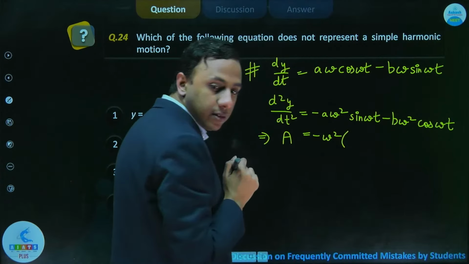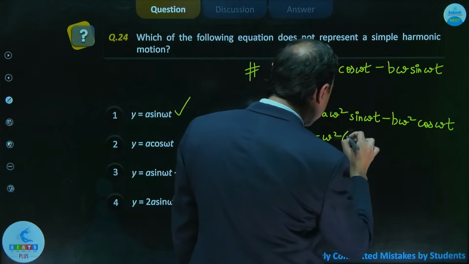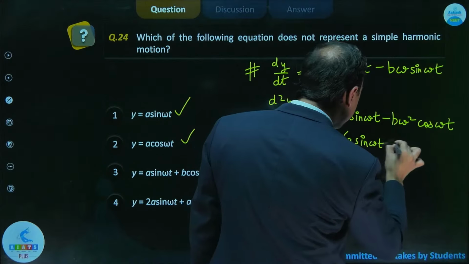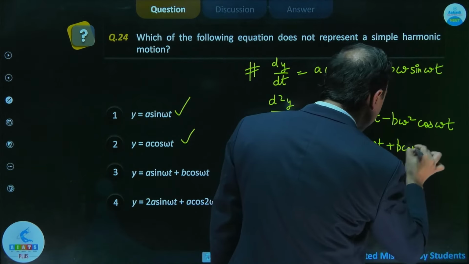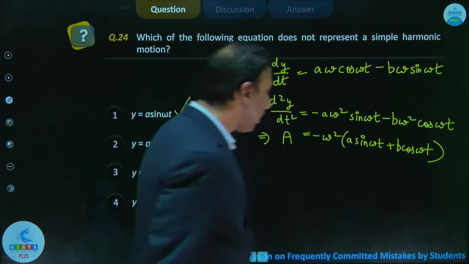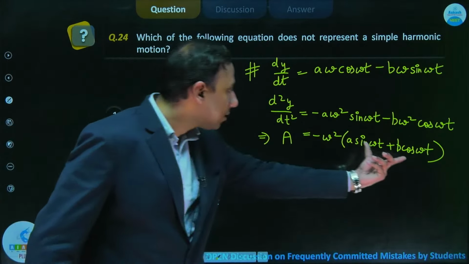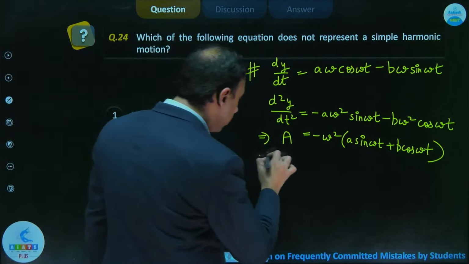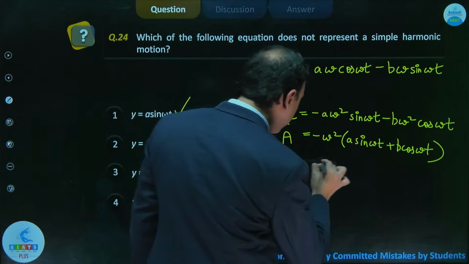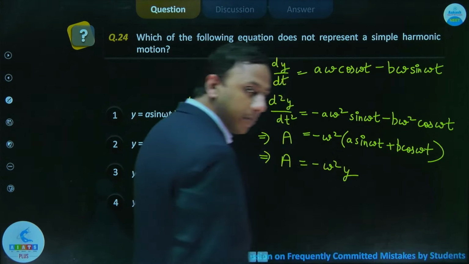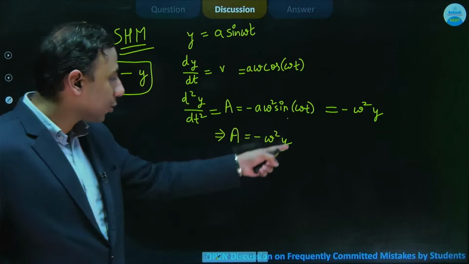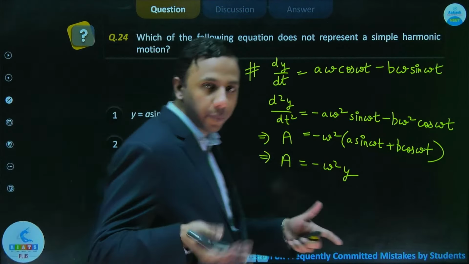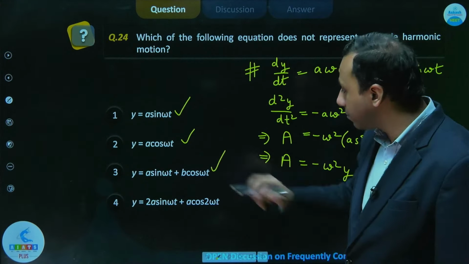So what is present inside the bracket? Look carefully, that is a sin omega t plus b cos omega t, right? And this, my dear friends, is your original y. So I can conclude that acceleration is equal to minus omega square y. Pretty much the same expression that we got over here, right? The same expression we have got over here also. That is, once again, this is also an SHM.